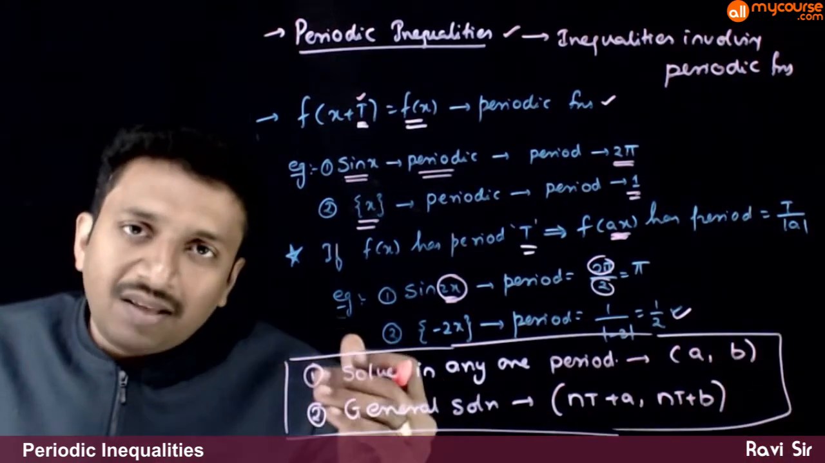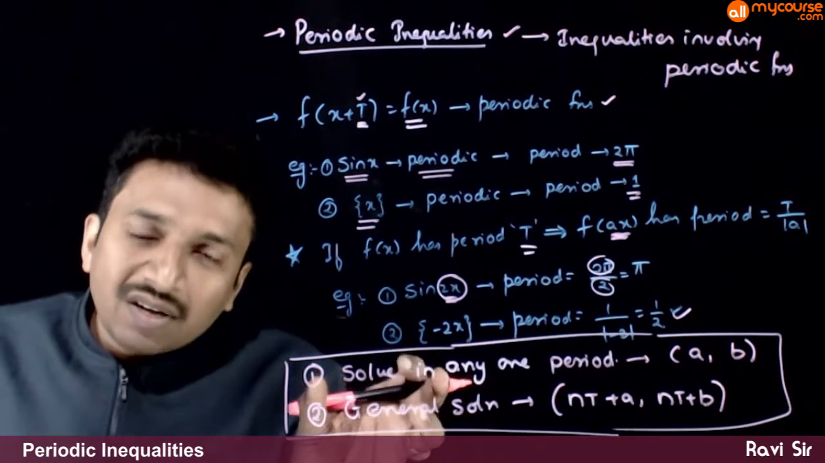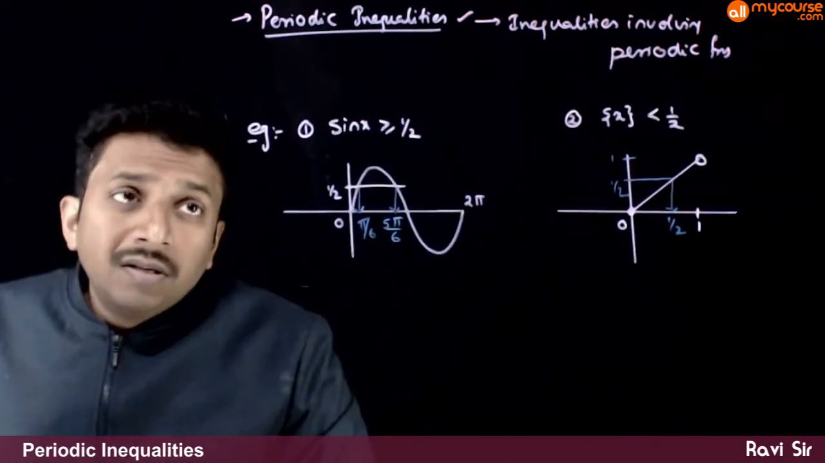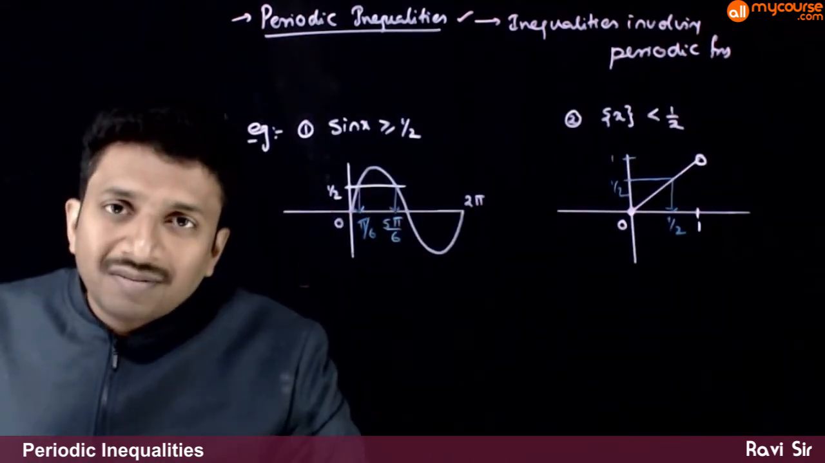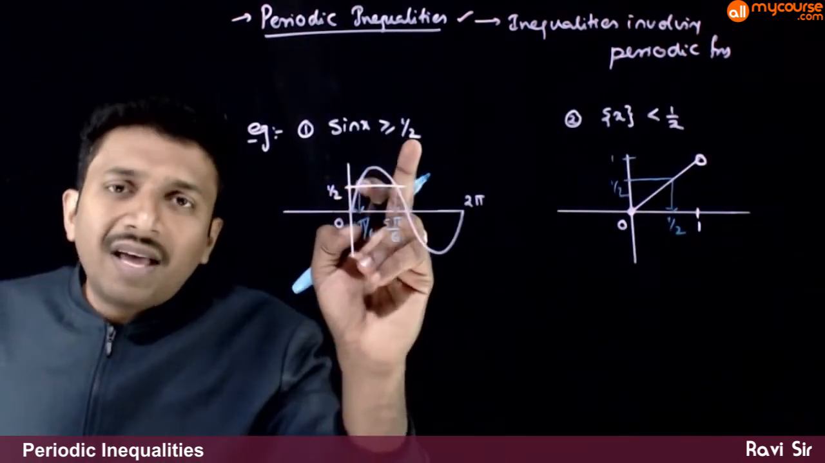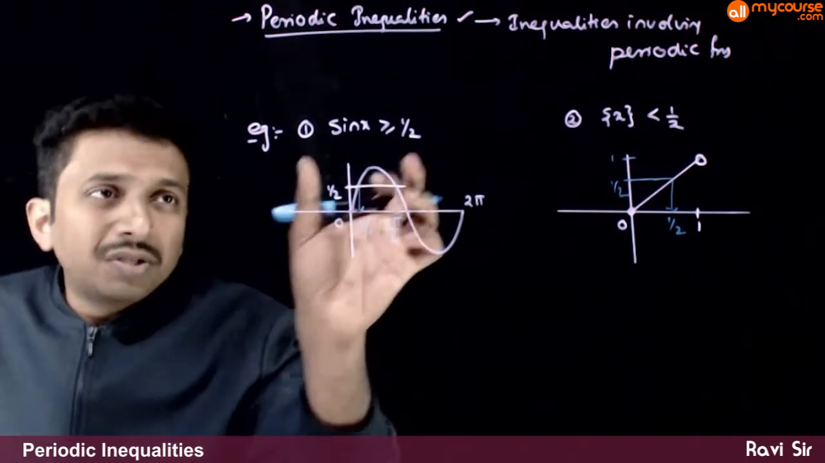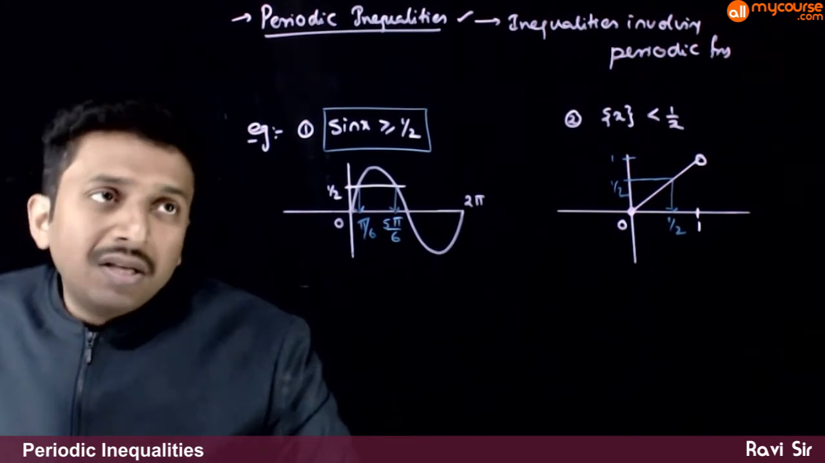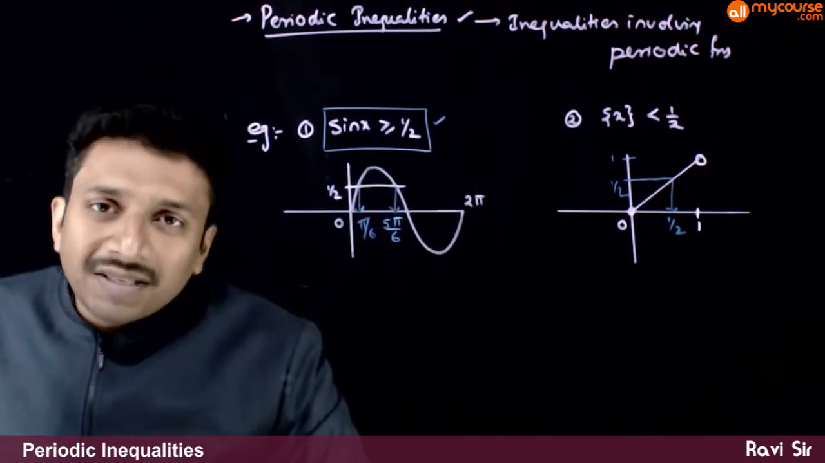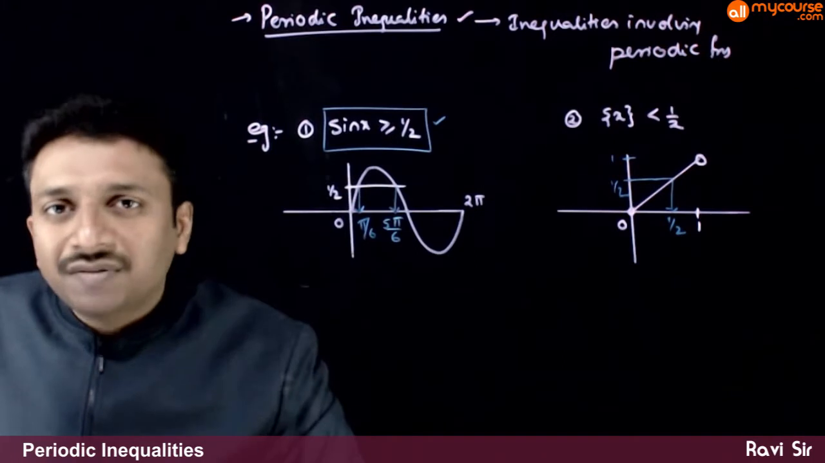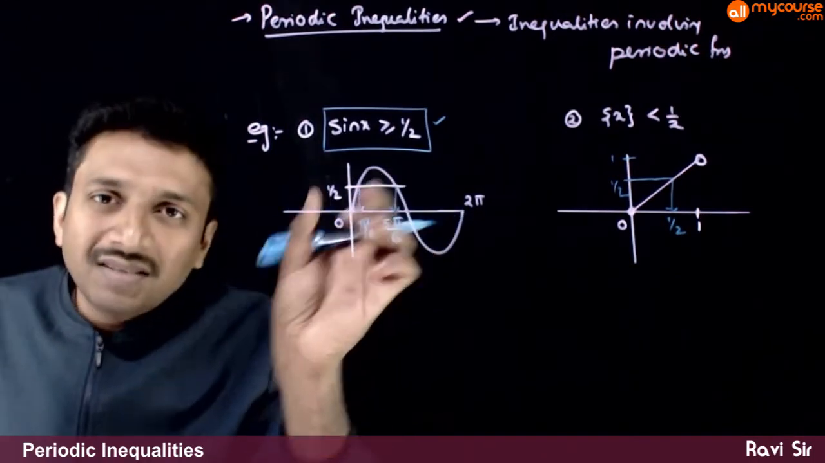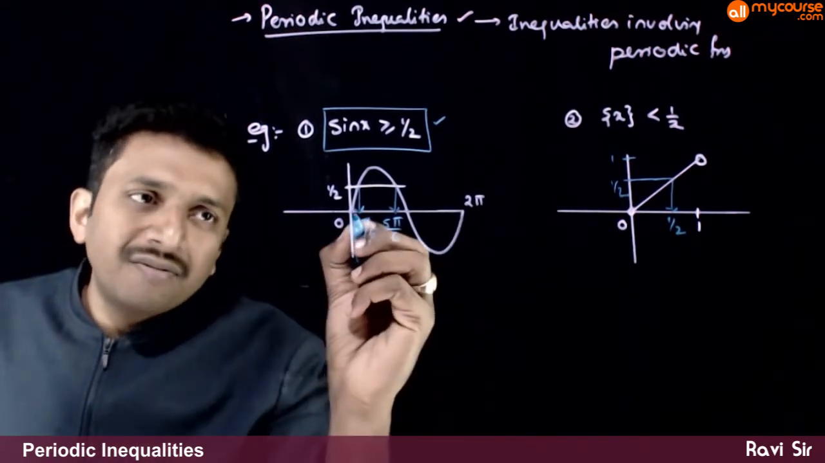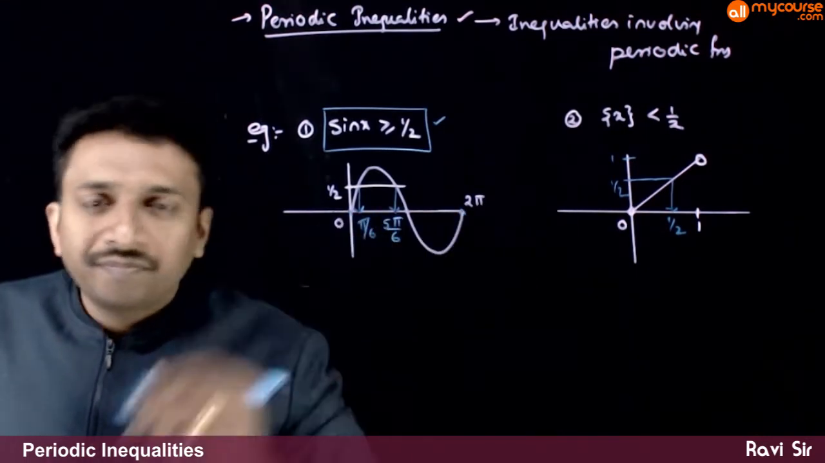So now let us apply these two statements for some functions in specific examples. Let us take these two examples. sin x is greater than or equal to half. So you need to solve this inequality. So what is the solution for this? To solve this inequality, first I'll take one basic cycle of sin x. We know that the period of sin x is 2 pi. So let us take one basic cycle of sin x from 0 to 2 pi.